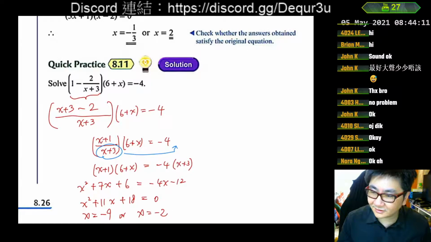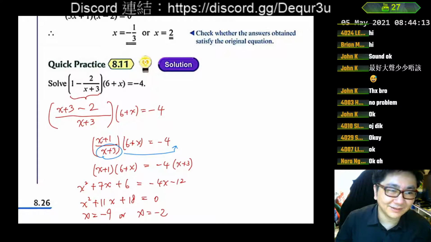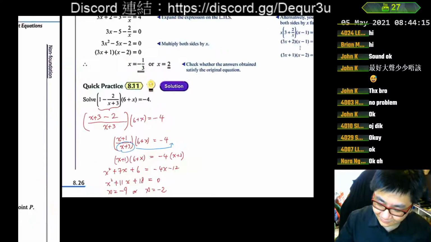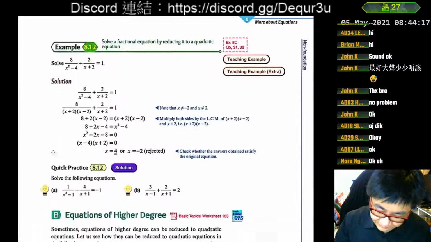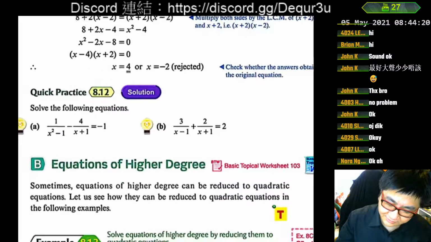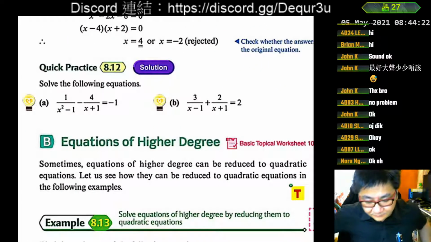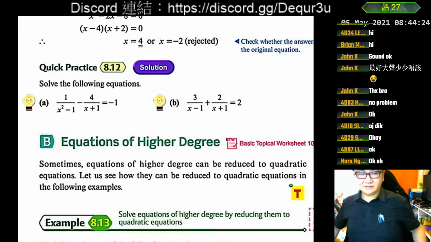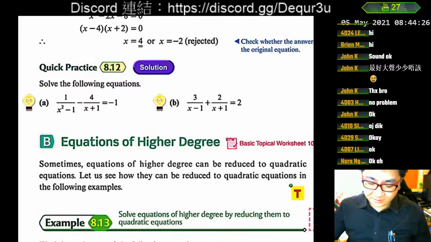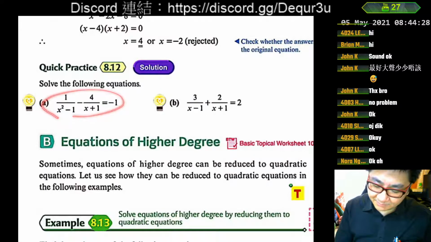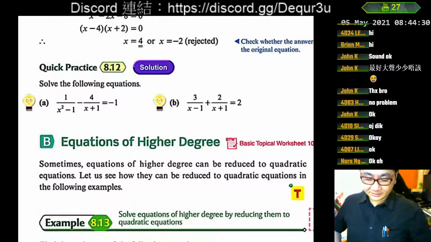Let's make the best of our time and do one more. Also some fraction equation for quick practice 12. This time maybe we do part A first, while part B probably as self work.